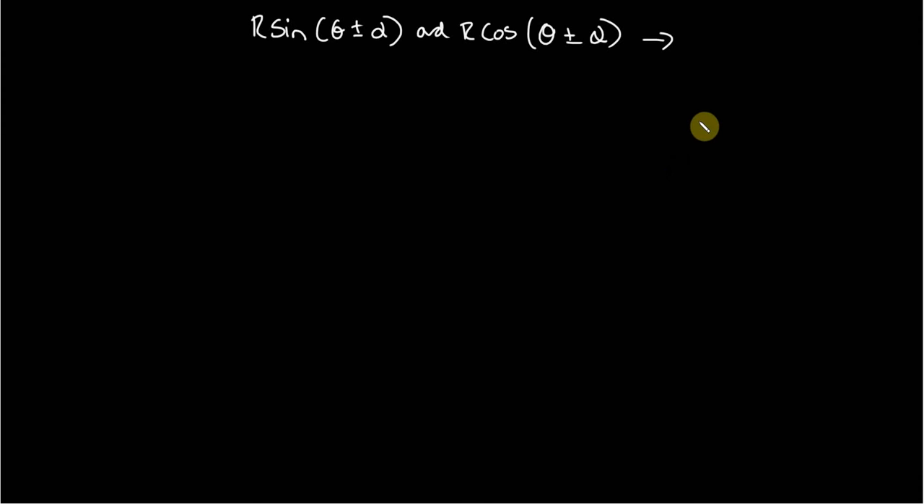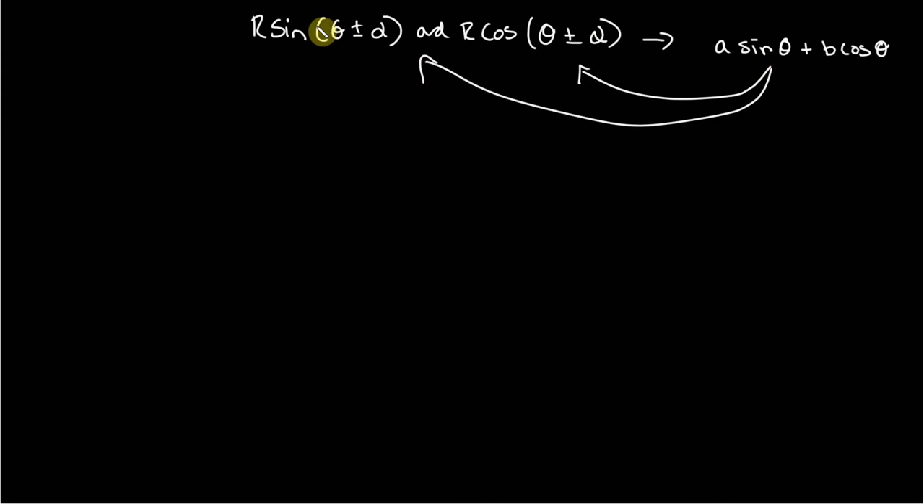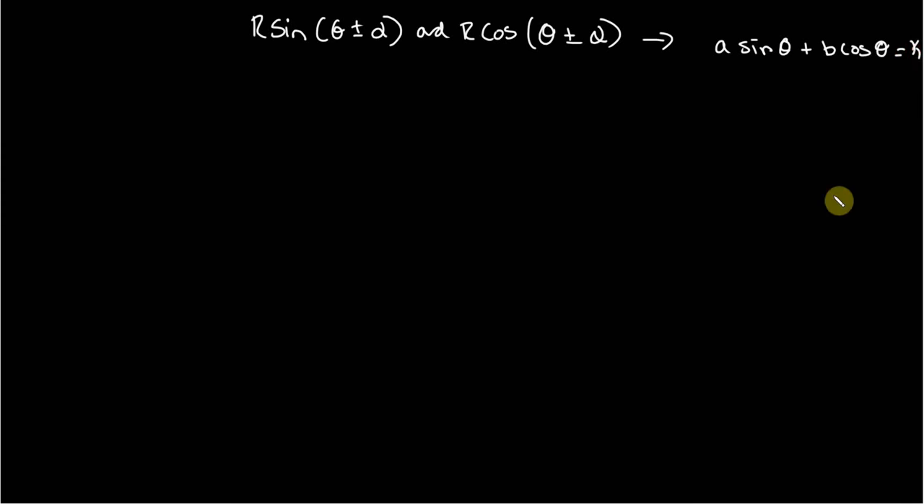But in general, it turns out they're very handy, in that if one is given an expression a sine theta plus b cos theta, we can express this as either R cos theta plus or minus alpha or R sine theta plus or minus alpha. And more generally still, it turns out that it's quite difficult to solve problems of this form. I should set that equal to some constant, let's say k.